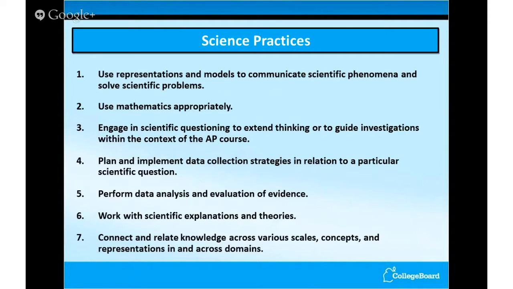We came up with, for AP biology, 7 science practices. Now these are really no different than the 5 science practices we have in our own science standards, or the 8 science practices that the NGSS came up with. They're just organized slightly differently.